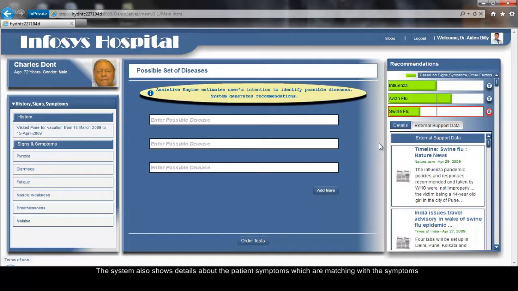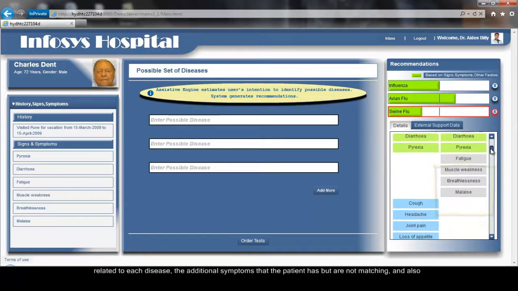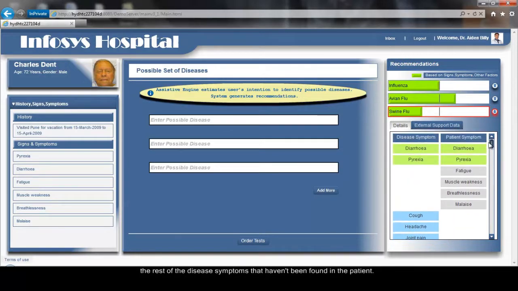The system also shows details about the patient's symptoms which are matching with the symptoms related to its disease, the additional symptoms that the patient has but are not matching, and also the rest of the disease symptoms that haven't been found in the patient.